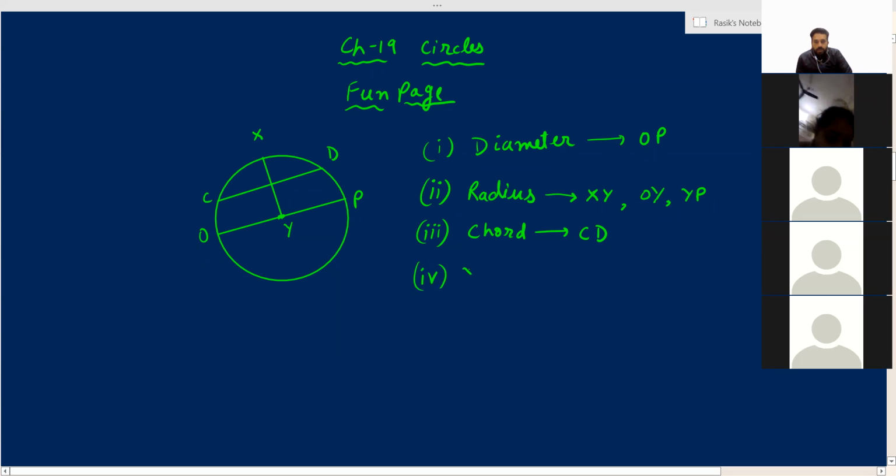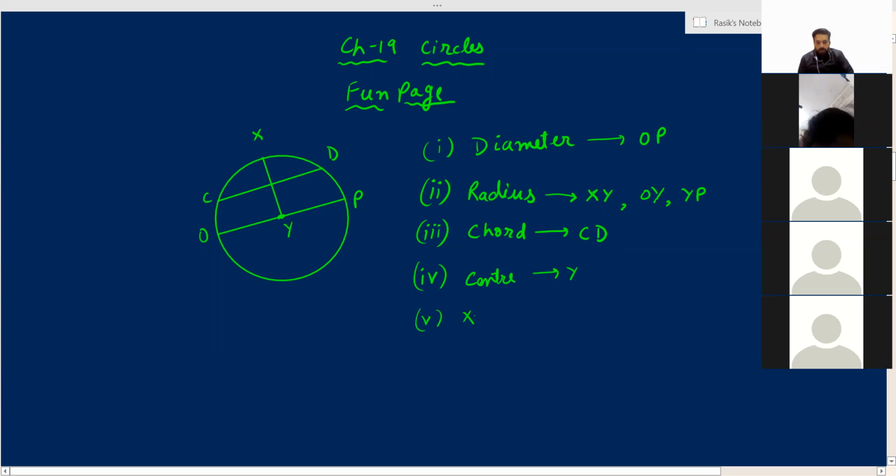Fourth part, center. Sir, Y. The center of the circle is Y.